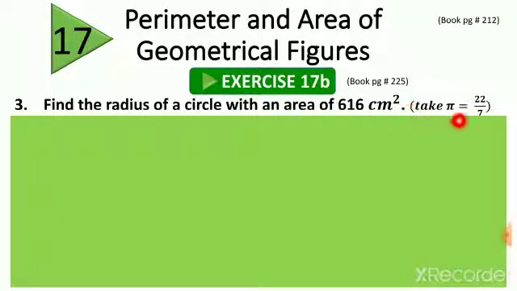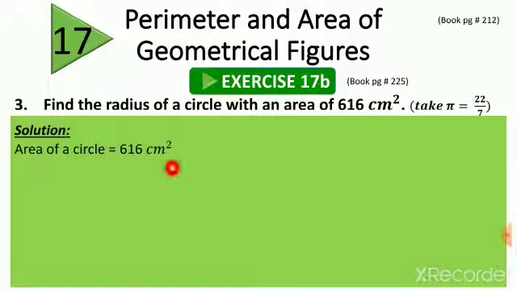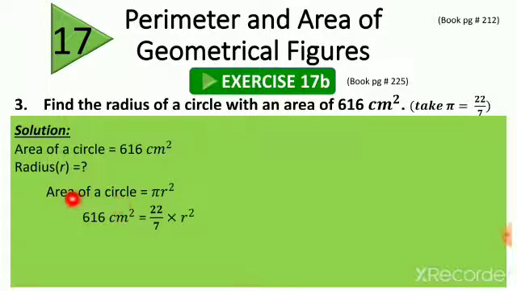Take pi equal to 22 by 7. As I have told you, the value of pi is also 22 by 7. The area is given here, and you have to find the radius. So the area of the circle is equal to 616 centimeter square. The radius r we have to find, so we will use the formula of the area of a circle: area equals pi r square. We will put the values of the area and of pi, and we will write r square as it is because we don't know what it is.